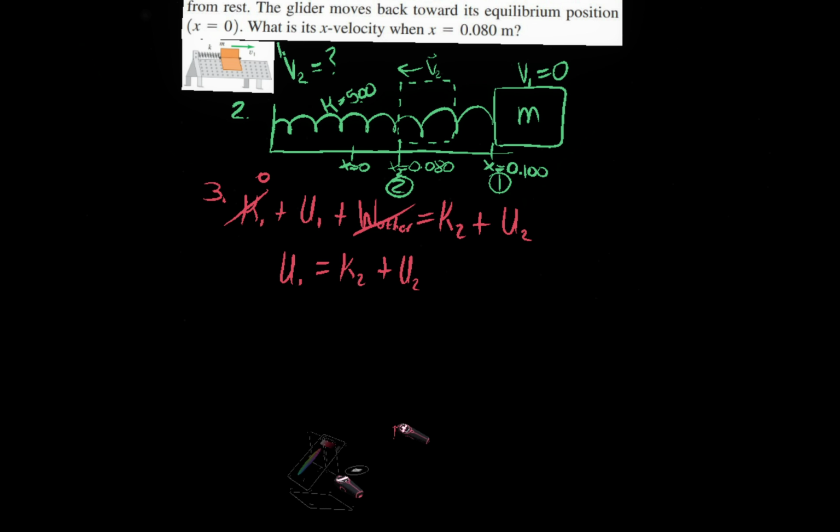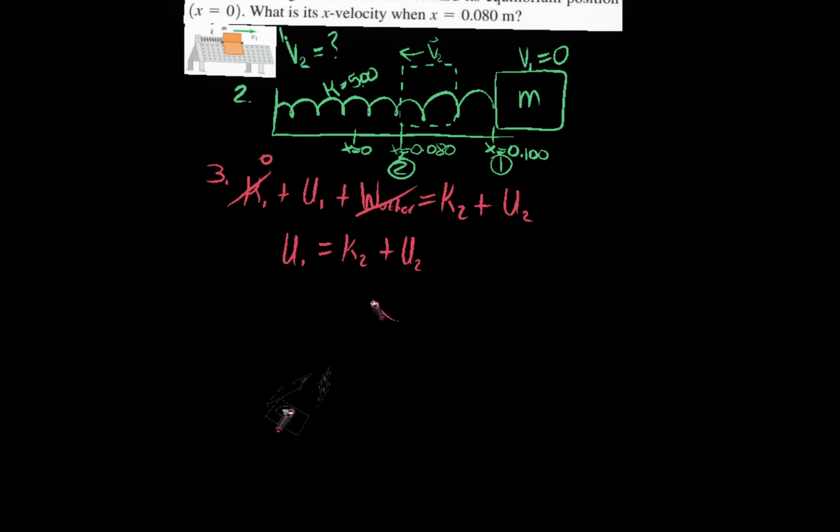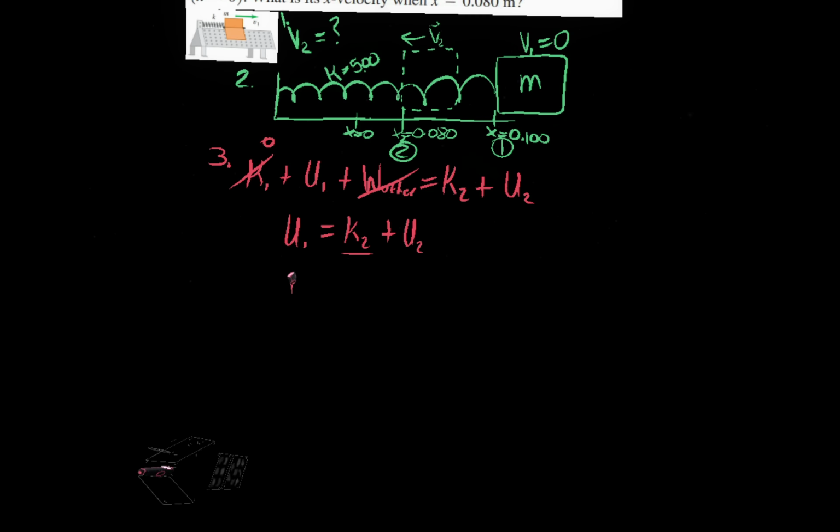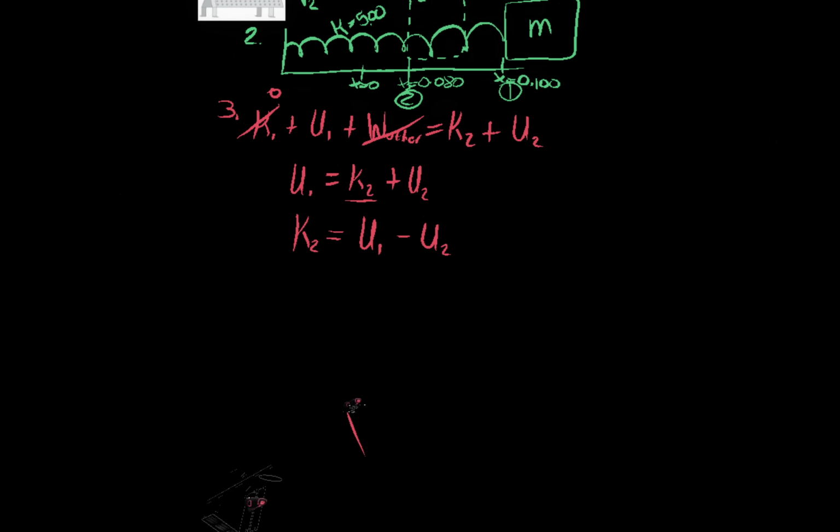All right, so what we're solving for is v2, and v2 exists in this term here. So we can say K2 is equal to U1 minus U2, and we can start filling in what these actually are. 1/2 m v2 squared is equal to 1/2 k x1 squared minus 1/2 k x2 squared, because this is elastic potential energy, elastic 1 and elastic 2.